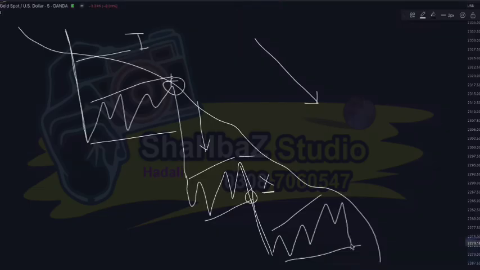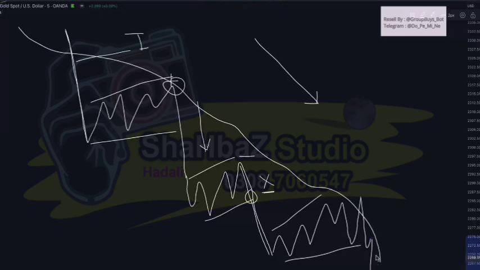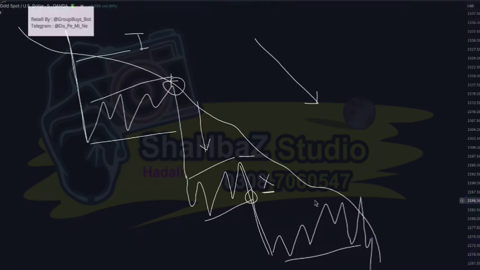We can sell if the market reacts from this point and then creates any bearish indication, then we can expect a downside move right here. So this is the process to apply exponential moving average on a chart pattern, and then you can trade. I hope you understand what I'm trying to explain here. I will show you some examples on a live chart, then you can understand very easily.